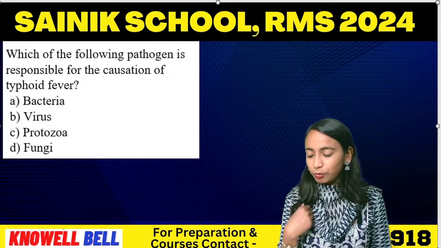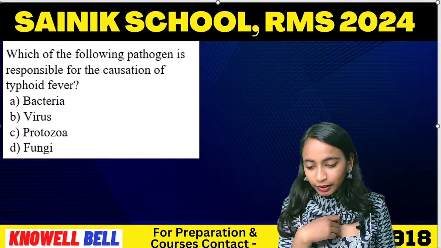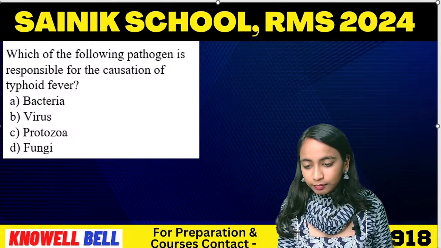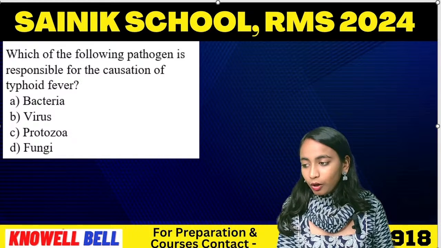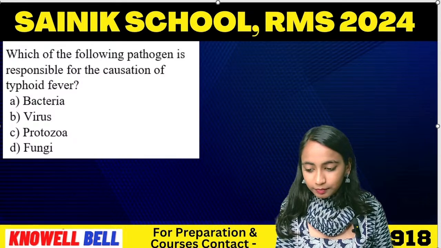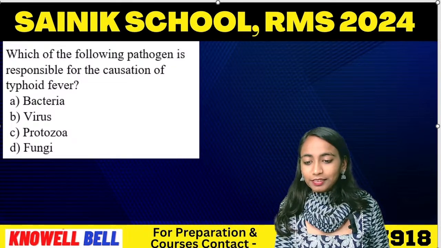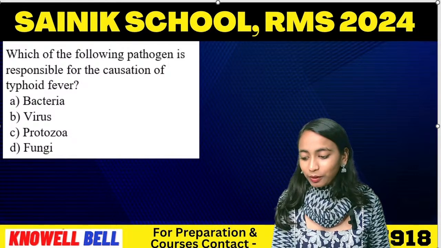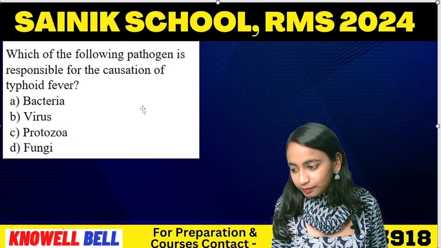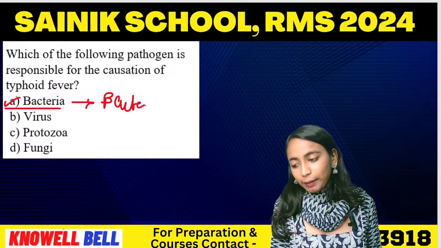Which of the following pathogens is responsible for causation of typhoid fever? Typhoid fever is caused through what? This you have to provide. Bacteria, viruses, protozoa, or fungi? Why are there so many different answers? Typhoid is a bacterial disease. Typhoid will be caused through what? Typhoid is a bacterial disease. Okay. It will be caused by bacteria because typhoid is a bacterial disease.